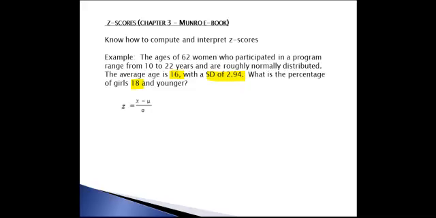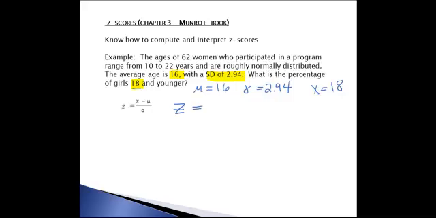So what we want to look at is we have that the average age, or mu, is 16, and the standard deviation, also written as sigma in this formula. So we have this formula here. Sigma is standard deviation, so we'll put 2.94. And then what is the percentage of girls 18 and younger? So 18 is our data point. So now we're going to substitute in and get our z-score.